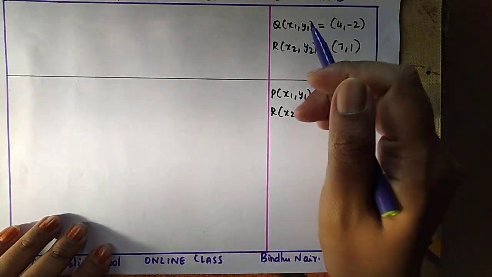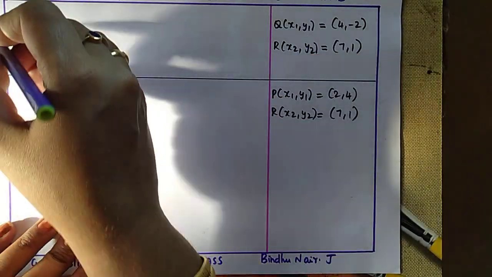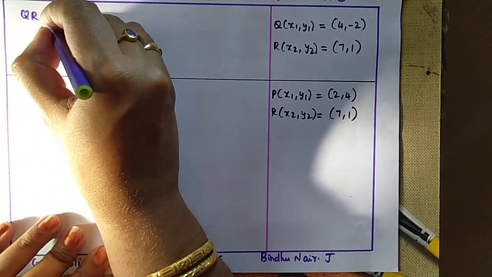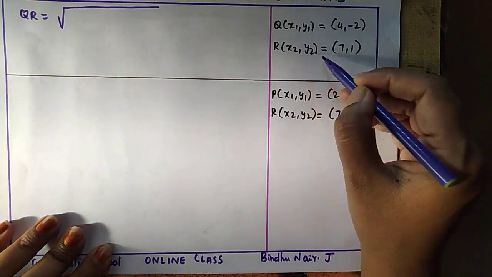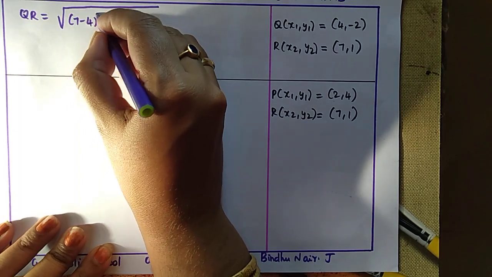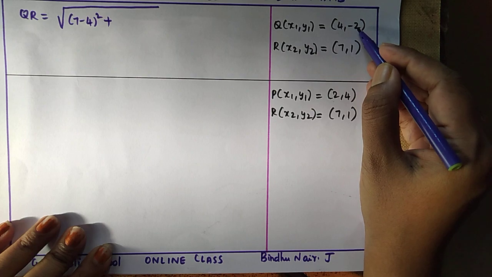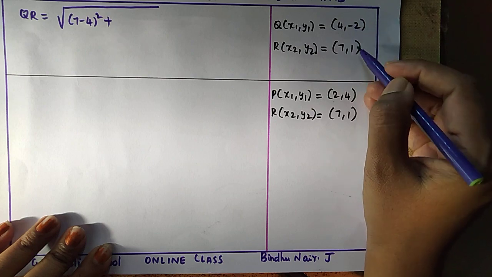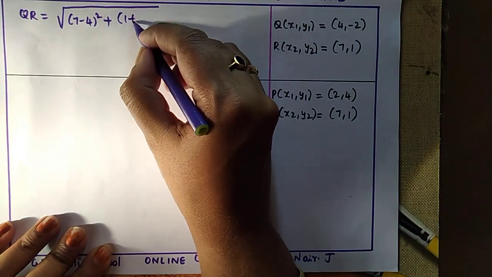So see children, for QR, Q is our x1, y1 and R is our x2, y2. So we can find what is QR. QR is equal to root of, x2 is 7 and x1 is 4, so 7 minus 4 the whole square plus y2, 1 minus of minus 2. Here 1 minus of minus 2 is there. So 1 minus of minus 2 will become 1 plus 2, the whole square.